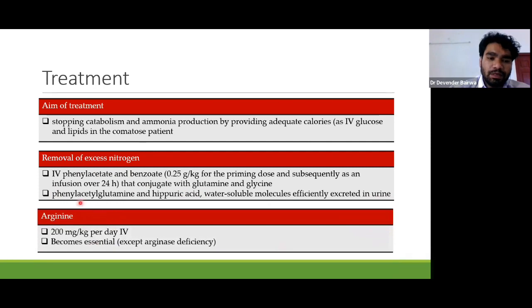Then apart from that, you can provide arginine to these patients because once there is a defect in the cycle, arginine will not be formed, and in such a condition it becomes an essential amino acid. 200 mg per kg per day IV has to be given. It becomes essential, except in arginase deficiency, other enzyme defects, it has to be supplemented.